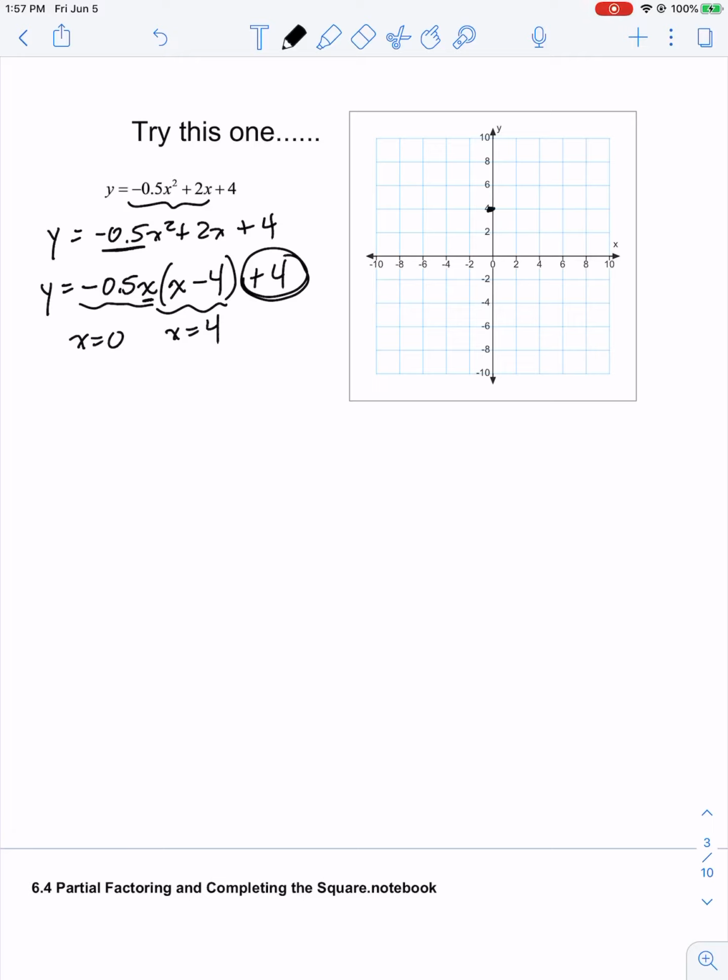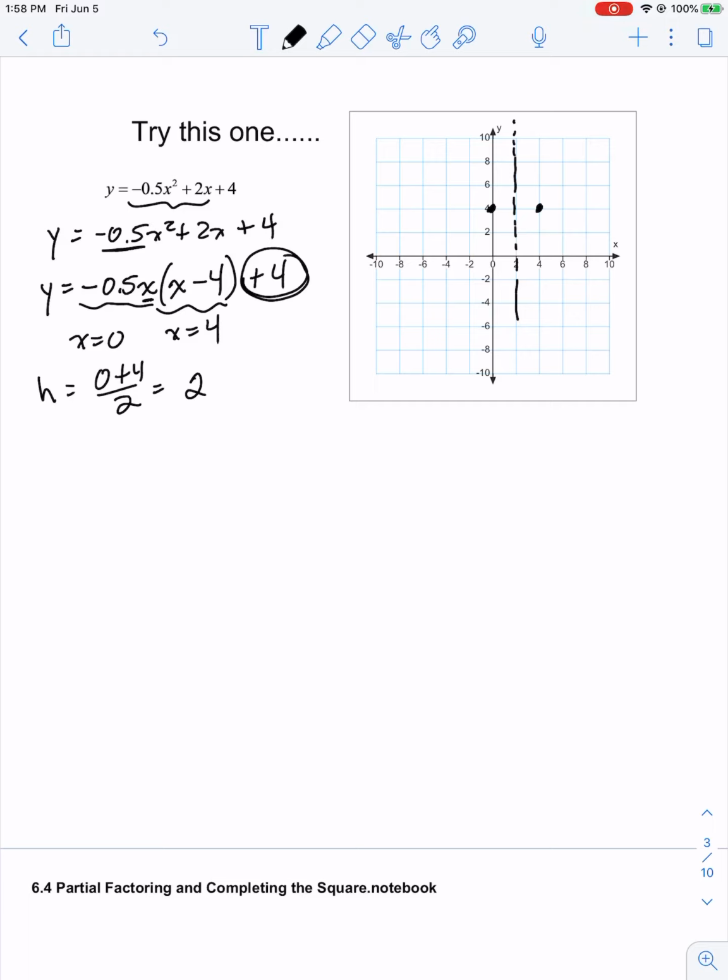So that's going to be 0. One of them is always going to be on your x-axis, so that will be your y-intercept. And then the other one is over here at 4. So we know that the axis of symmetry is going to sit right in between those two. So h is going to equal 0 plus 4 over 2, which is equal to 2. So that's the x-coordinate of the vertex, or it is the axis of symmetry.